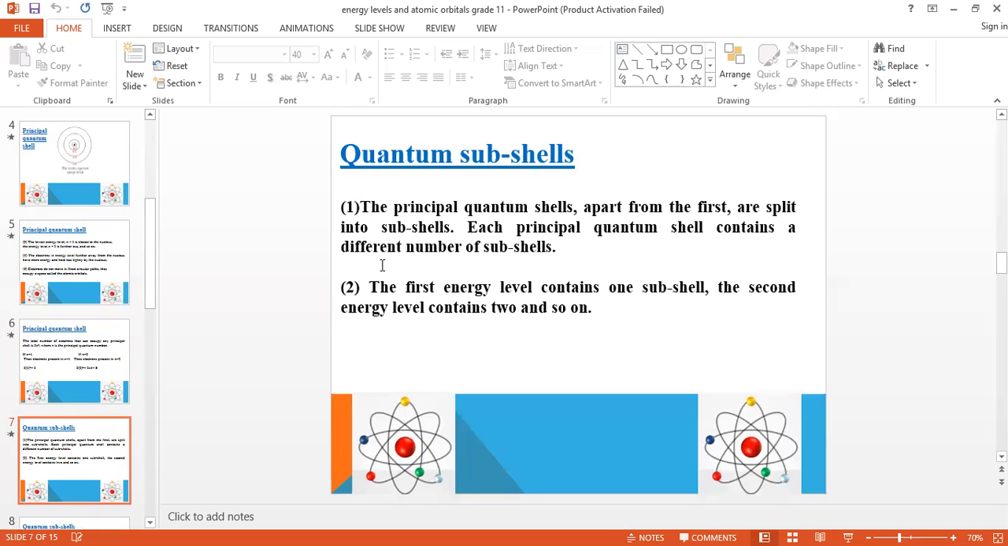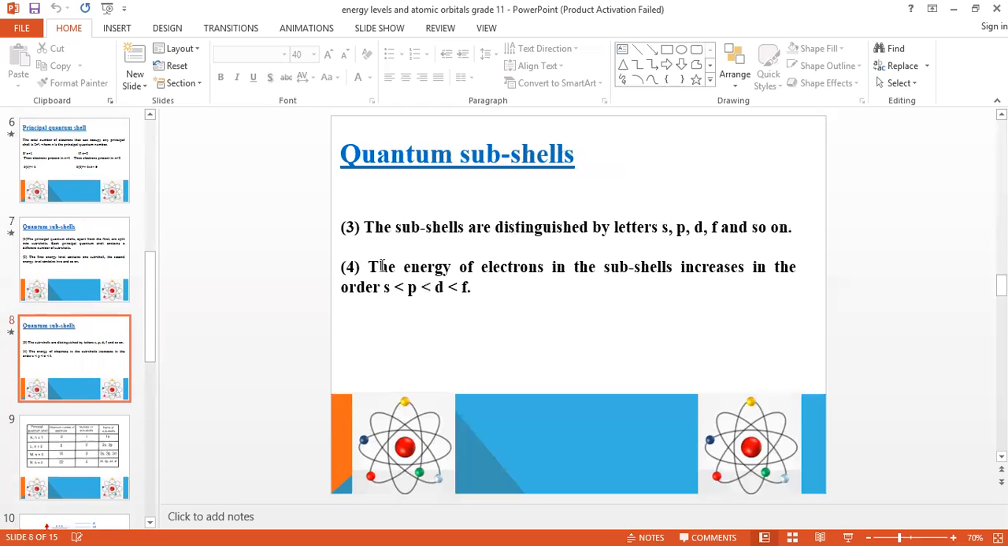Now, what is a principal quantum shell or quantum subshell? It means we divide N1, N2, N3, and N4 again into subshells and orbitals. Orbitals I am going to explain, but first you need to focus on the difference between their energies. S has the least energy.